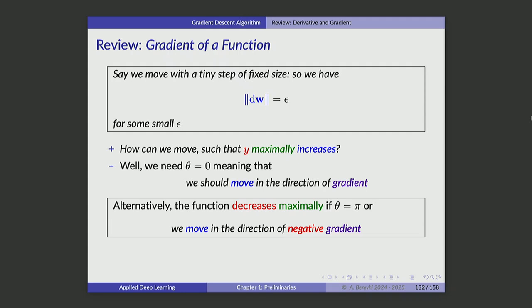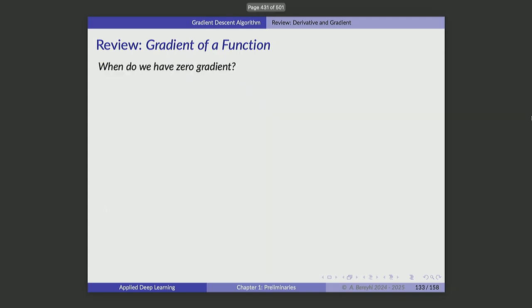So, moral of the story, if you want to decrease your function maximally at every single point, you need to just move in the negative direction of the gradient, right? And this basically concludes the gradient descent algorithm.